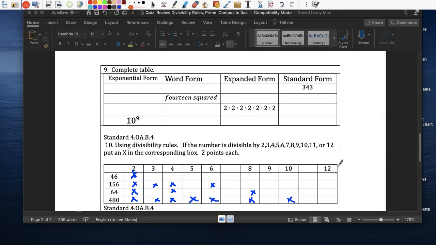How do you know if it's divisible by 12? Well, to be divisible by 12, it has to be divisible by 3 and by 4. So let's check who's divisible by 3 and 4. 156 is divisible by 3 and divisible by 4, so it's divisible by 12. And 480 is also divisible by 3 and 4, which makes it divisible by 12.